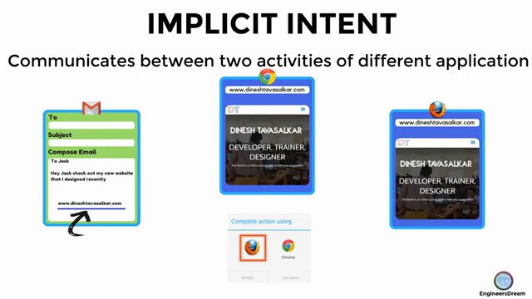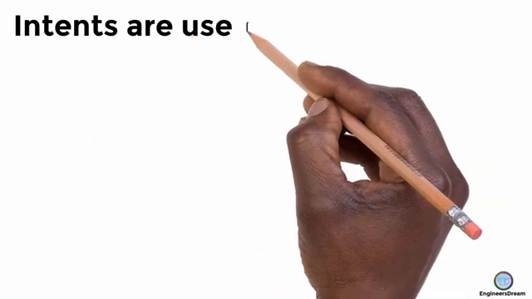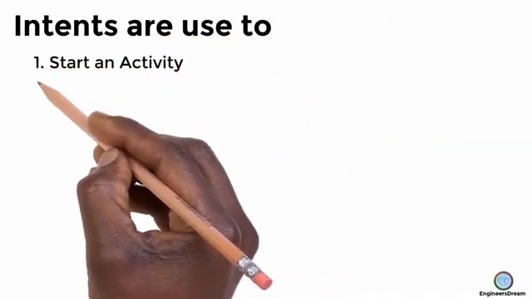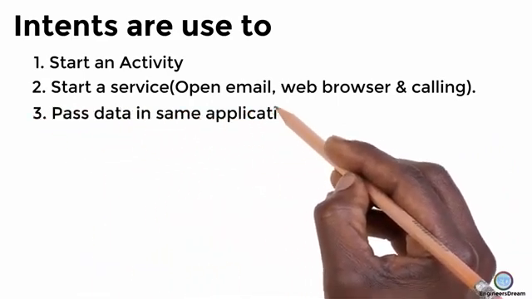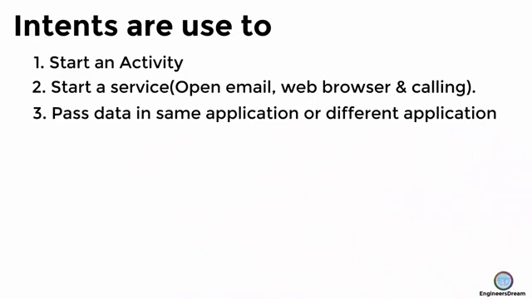So we use explicit intent when we want to communicate between two activities inside the same application, and we use implicit intent when we want to communicate between two activities inside different applications. Intents are basically used to start an activity. Intents are also used to start a service. Intents are also used to pass data from one activity to another activity inside the same application.